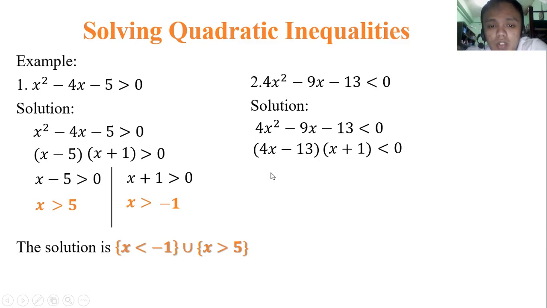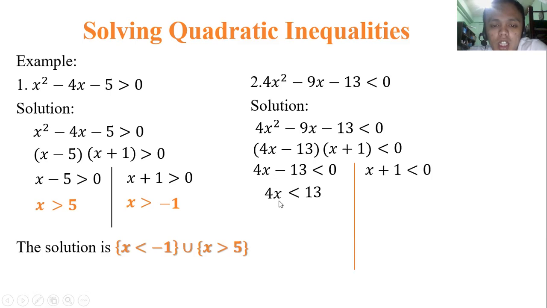Then find the value of x here. We have 4x minus 13 less than 0, and then x plus 1 less than 0. Now, transpose negative 13 to the other side. We have 4x less than 13. Divide both sides by 4. Cancel out. We have x less than 13 over 4. Next, x plus 1 less than 0. Transpose 1 to the other side. Then we have x less than negative 1.